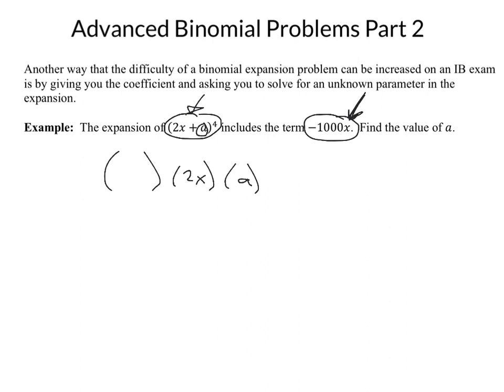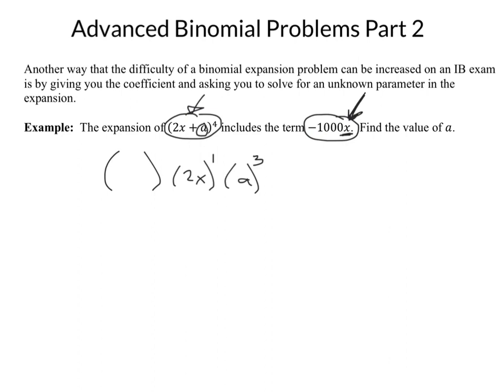So the question is, what exponents would I need to use here? If I wanted to wind up with an x, I would need to use an exponent of 1 here, and I need to use an exponent of 3 here. Remember, the reason that I know that this has to be a 3 is that these two things have to add up to be the power that we're raising the binomial to from the beginning. So what we're doing here is we're basically trying to find what the coefficient of x is, but we already know that. We already know it's negative 1000, so we're going to use this to figure out what a is.